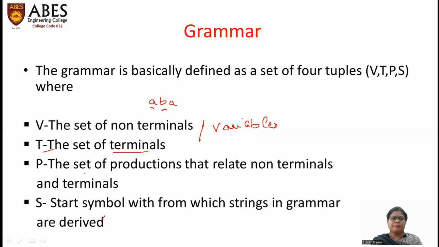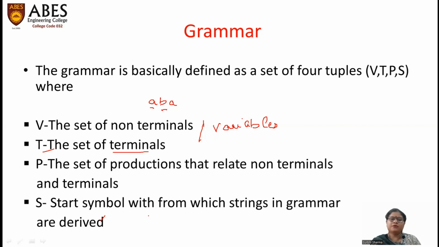Next is capital P. P stands for the set of productions. So in every grammar, we have certain rules. These rules are actually denoted with the help of productions. Productions actually relate non-terminals and terminals. Next is capital S, which stands for the starting symbol, from which the strings in the grammar are derived.